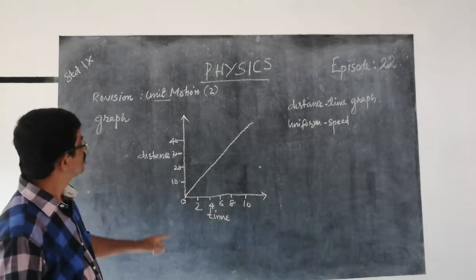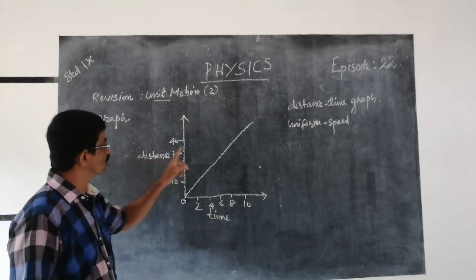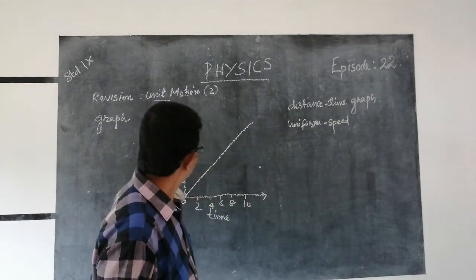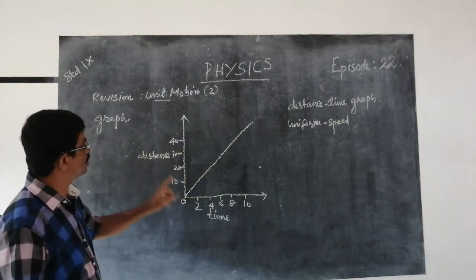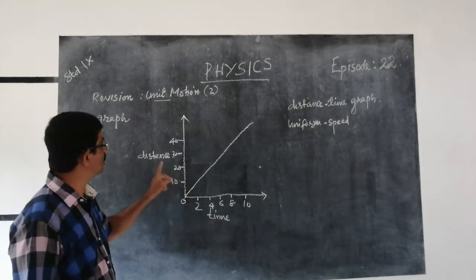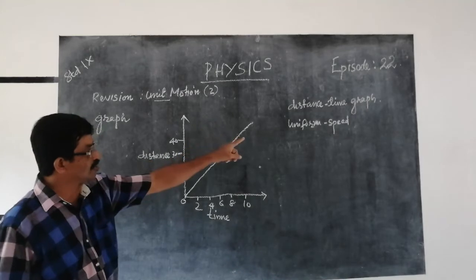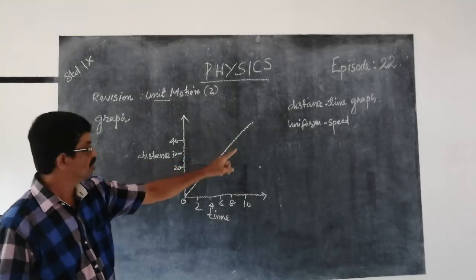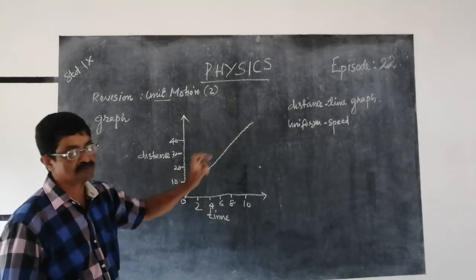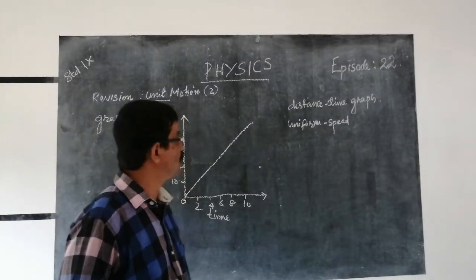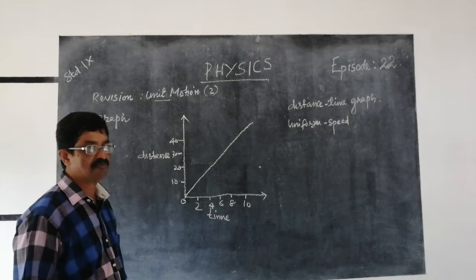If the distance and time are plotted, with time on the x-axis and distance on the y-axis, and if the motion is uniform, then the graph is in this manner. What kind of graph? It will be a straight line graph.